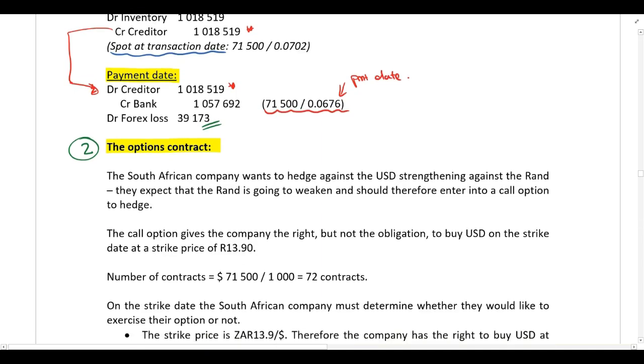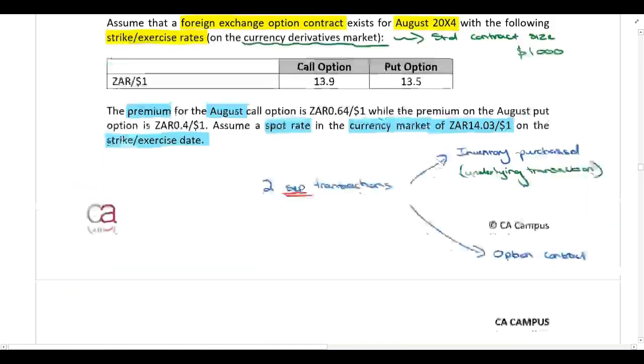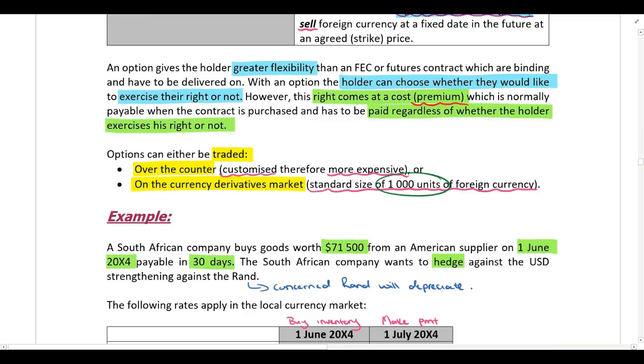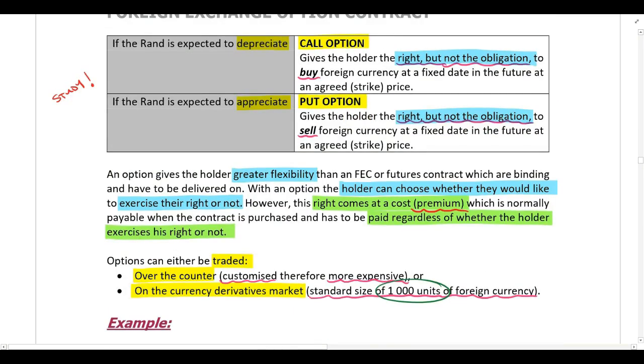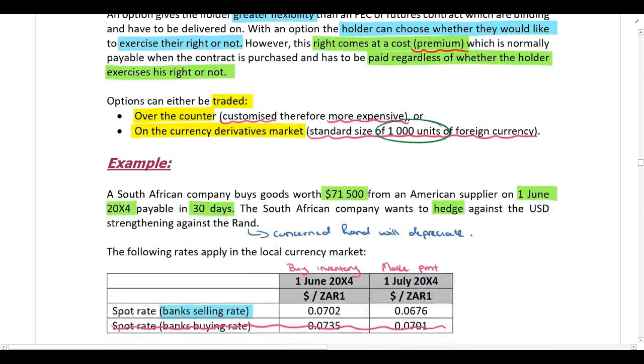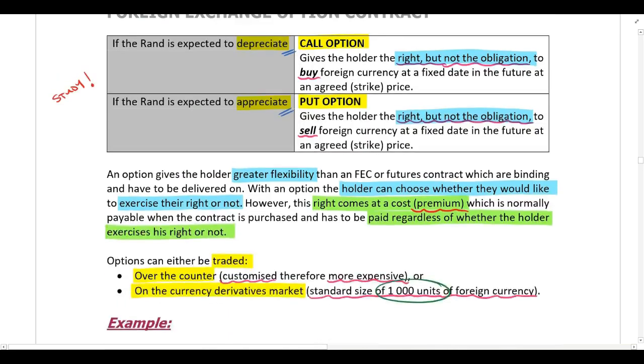So this is where the difference is going to come in. Now, what we need to do first is decide whether we are going to go for a call option or a put option. So if you go back to the rule that I provided you with on the previous page, if we think the Rand is going to depreciate, we go for a call option. If we think it's going to appreciate, we go for a put option. And we know in this example, the company is concerned that the Rand is going to depreciate, meaning we need to go for the call option.